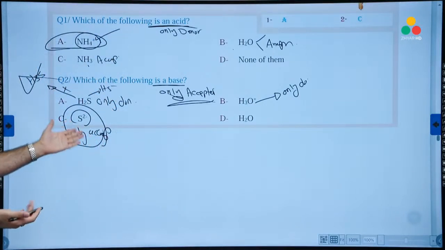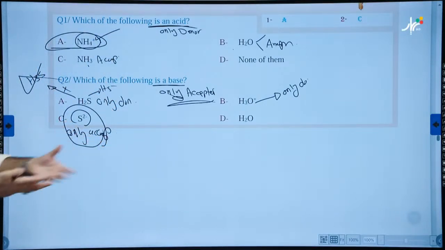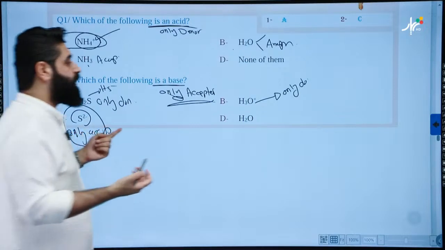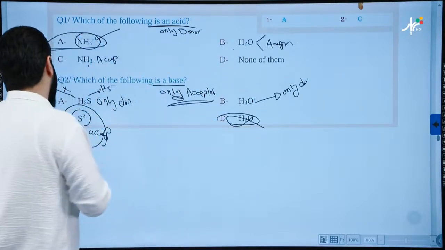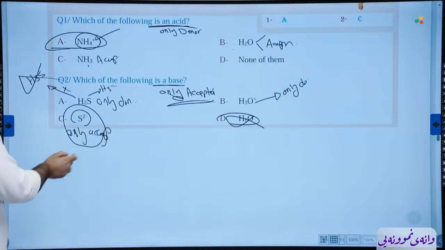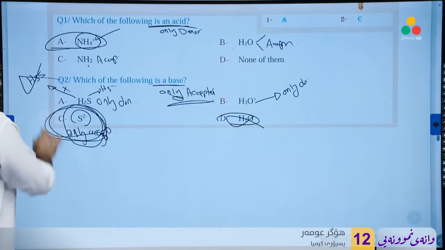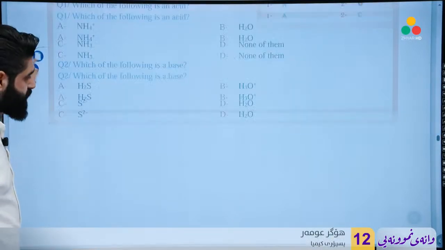It will become the acceptor only. How about water molecule? As I told you, this is amphoteric. So the correct answer, which one is a base? Only C. C is a base. Just like this.